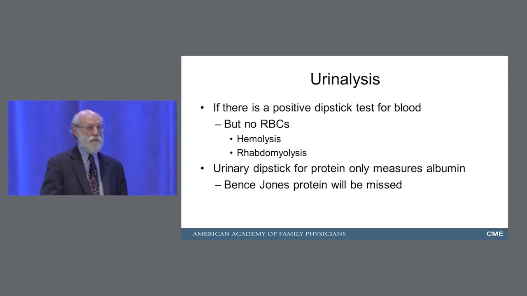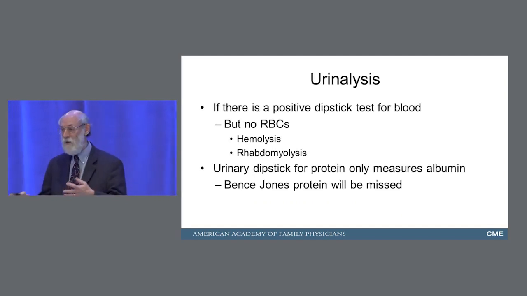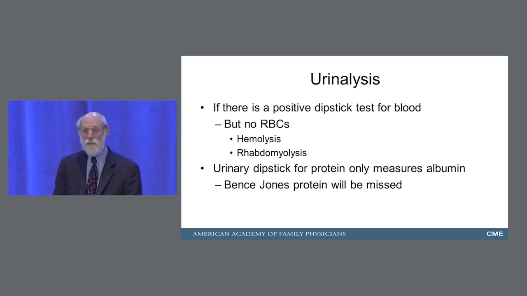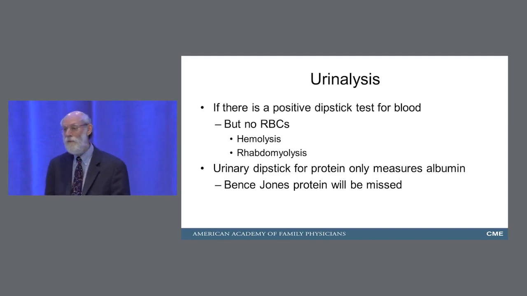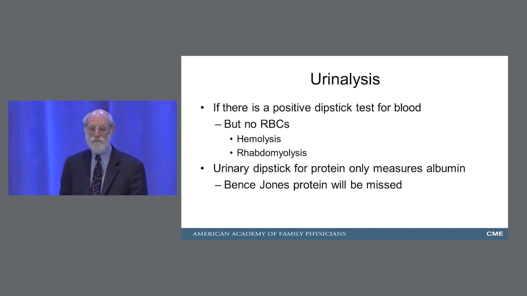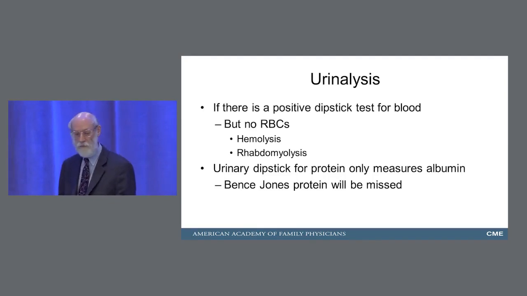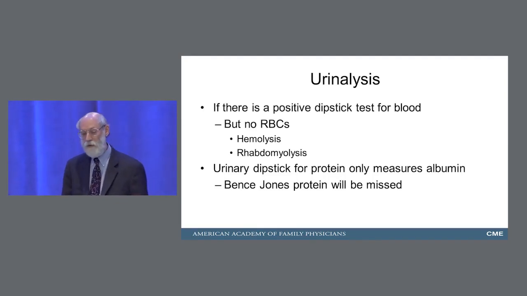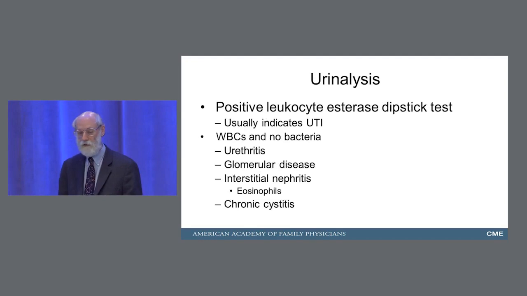Because, as we heard before from Dr. Geiger, maybe you have a positive dipstick test for blood, and if you have no RBCs when you look, then think about hemolysis, think about rhabdo. Remember that a urinary dipstick positive for protein is only measuring albumin. You can miss Bence-Jones protein if you're not careful.